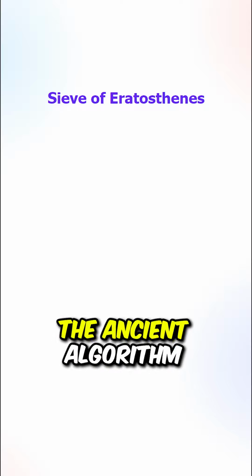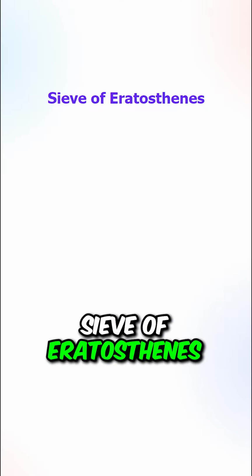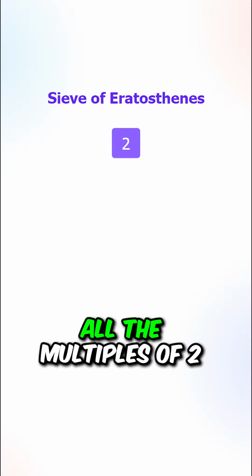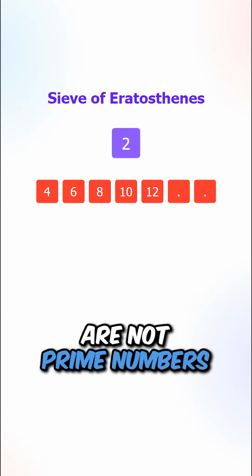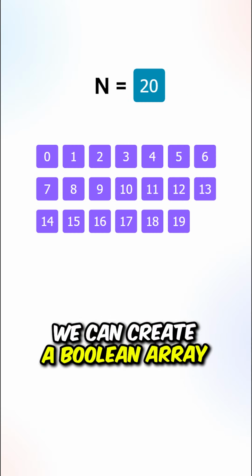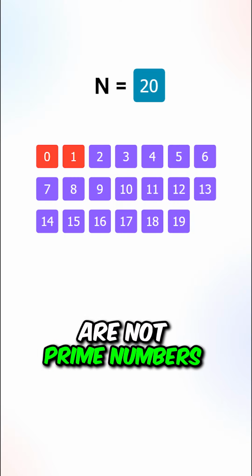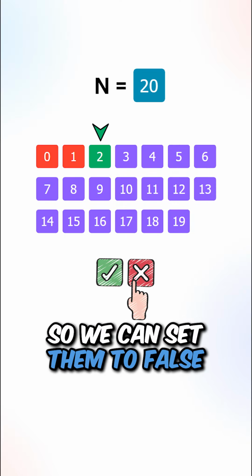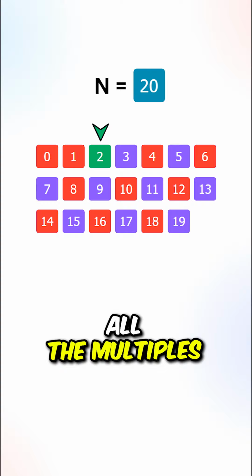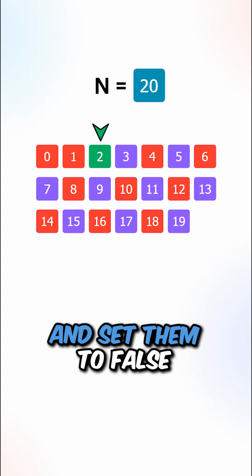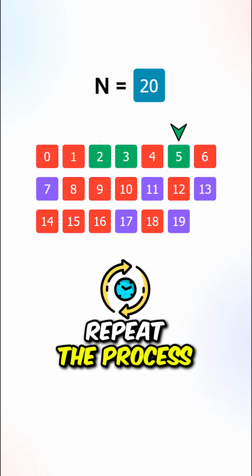We can implement the ancient algorithm Sieve of Eratosthenes. For any prime number, let's say 2, all the multiples of 2 are not prime numbers. We can create a boolean array to keep track of the numbers that are less than n. Initially 0 and 1 are not prime numbers, so we can set them to false. Now for each of the prime numbers, we can go through all the multiples of the prime number and set them to false, and we will repeat the process for all the numbers.